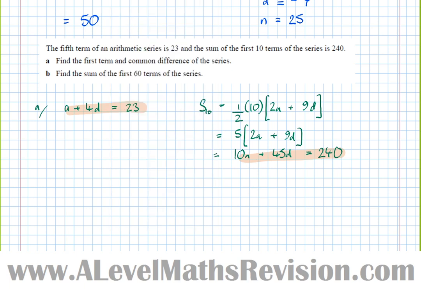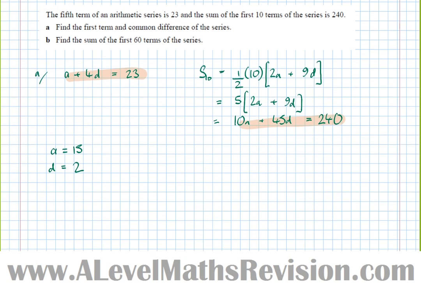So x equals 15. That's a is 15, and d is 2. So we found the first term and the common difference as asked. Part B, find the sum of the first 60 terms of the series. So S60.